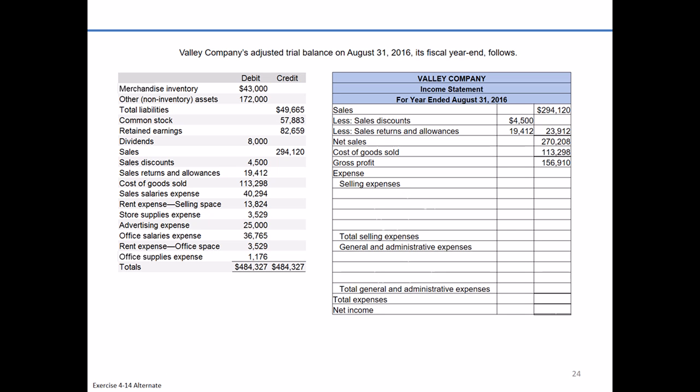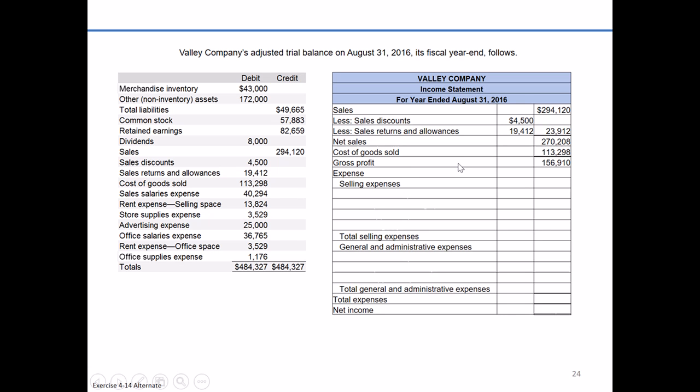Now again, this is a new calculation to the multi-step. In fact, on the single step income statement, gross profit or gross margin doesn't exist. So a good sign as to whether a particular income statement is multi-step or single step is whether or not you see gross margin or gross profit. If you see it, it has to be a multi-step income statement. So that's a good hint there.